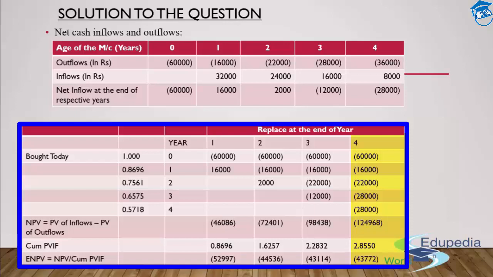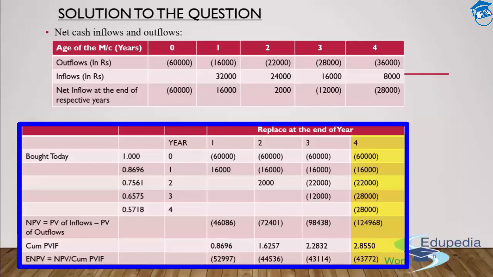So how about my net present value? If I talk about the present value of all the inflows minus all the outflows, I'll get my net present value for year 1 as 46,086 rupees. Why? Because I need to multiply 16,000, which has been provided in year 1, with the present value index of that year, which is 0.8696. So I'll get a net present value accordingly as 46,086 rupees.